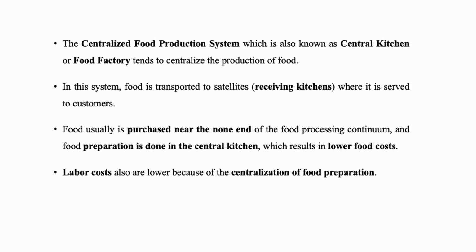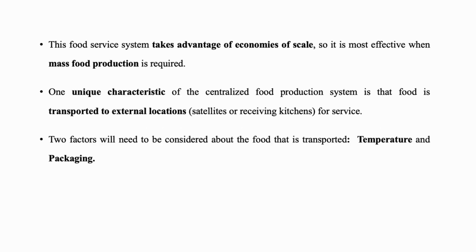Centralized Food Production System, which is also known as a central kitchen or food factory, tends to centralize the production of the food. In this system, food is transported to satellites, or what we call receiving kitchens, where it is served to the customer. Food usually is purchased near the raw end of the food processing continuum, and food preparation is done in the central kitchen, which results in lower food cost. Labor costs are also lower because of the centralization of food preparation.